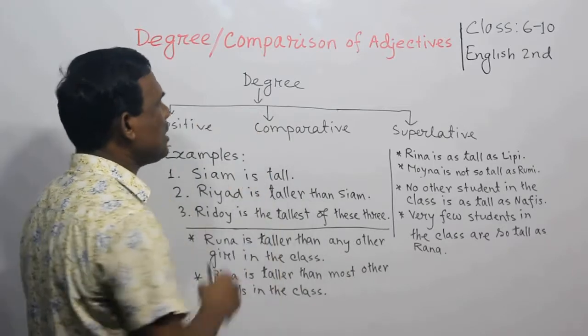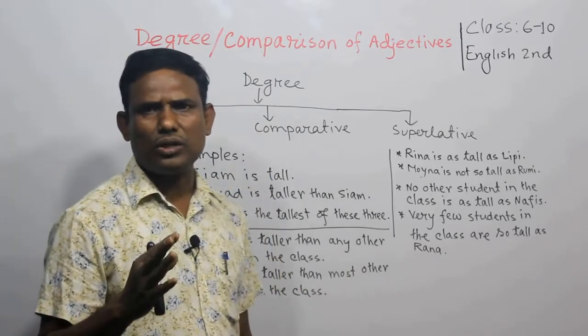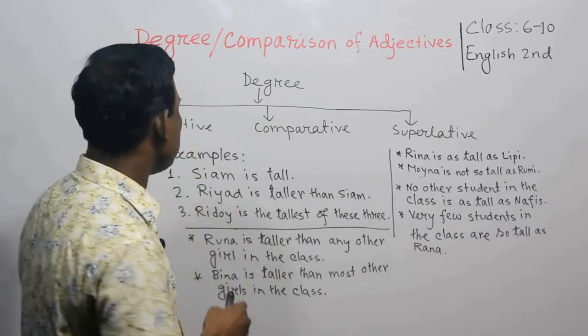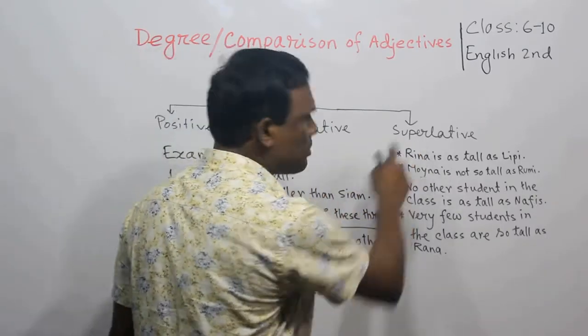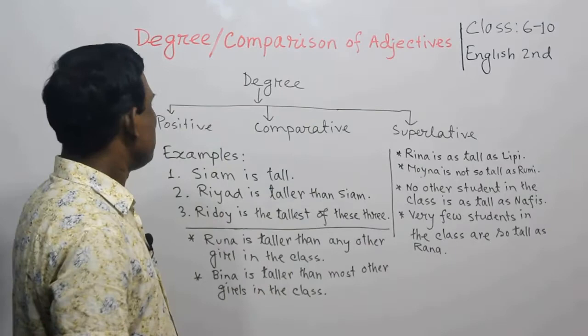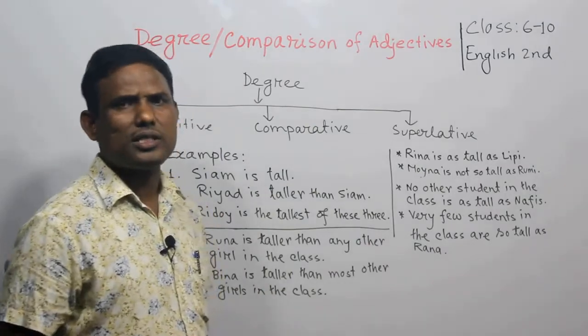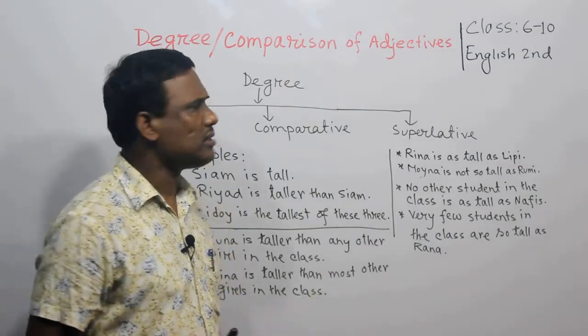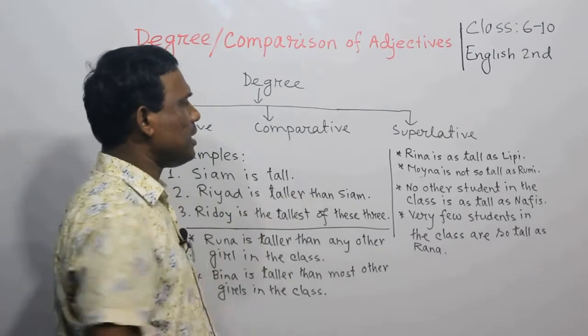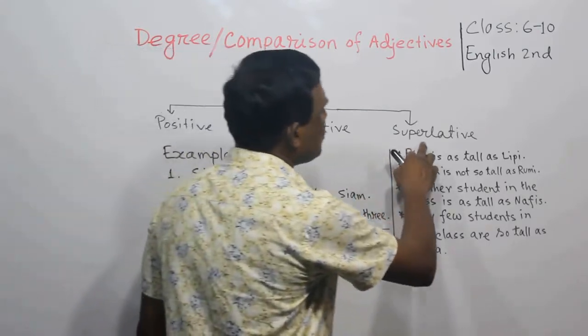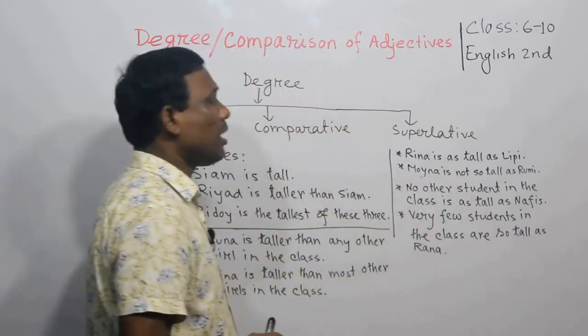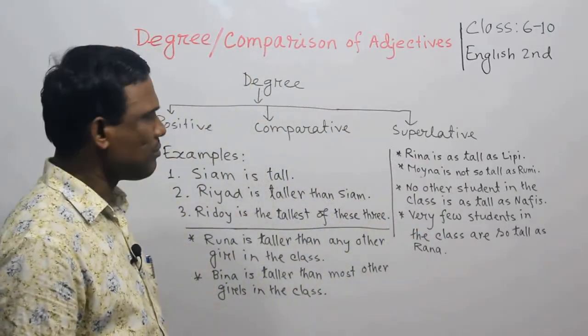Today's topic is degree. Degree means comparison of adjectives or adverbs. Degree is of three kinds: positive degree, comparative degree, superlative degree. The positive degree denotes the simple quality of a person or thing. The comparative degree denotes a high degree of the simple quality. The superlative degree denotes the highest degree of the simple quality.